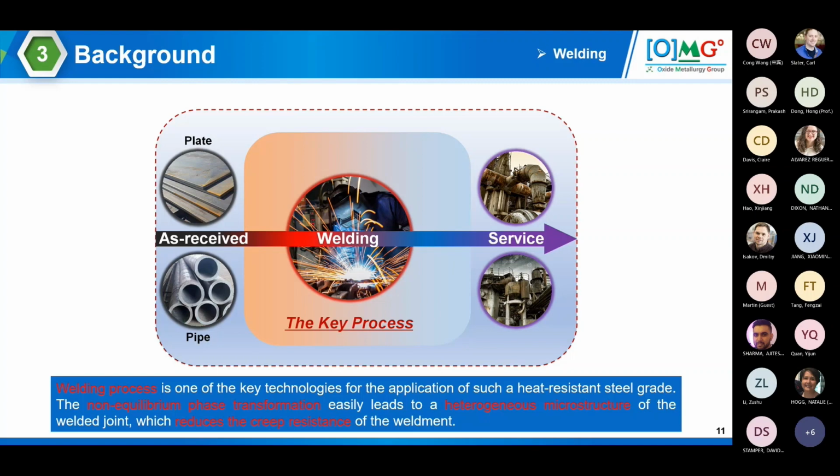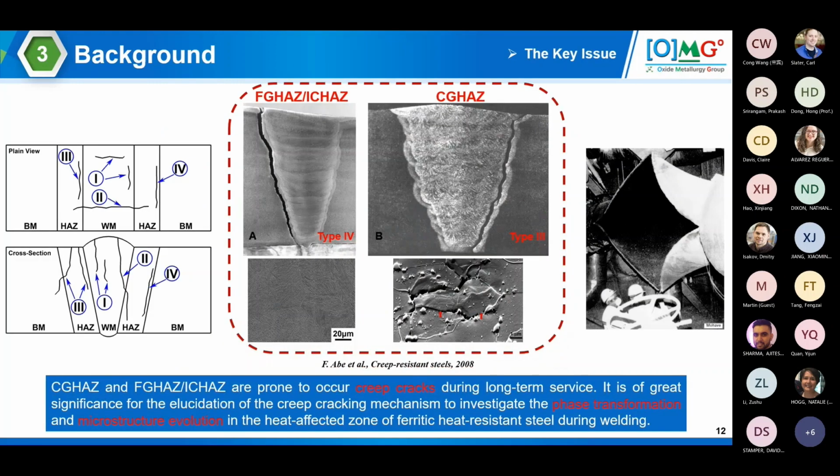So what we are aiming at is to look at the non-equilibrium phase transformations that will lead to the heterogeneous microstructure of the welded joint. And when in service for these kinds of steels, the major concern is creep resistance and how long that will serve, and at what pressure and at what temperature, particularly for the weldment here.